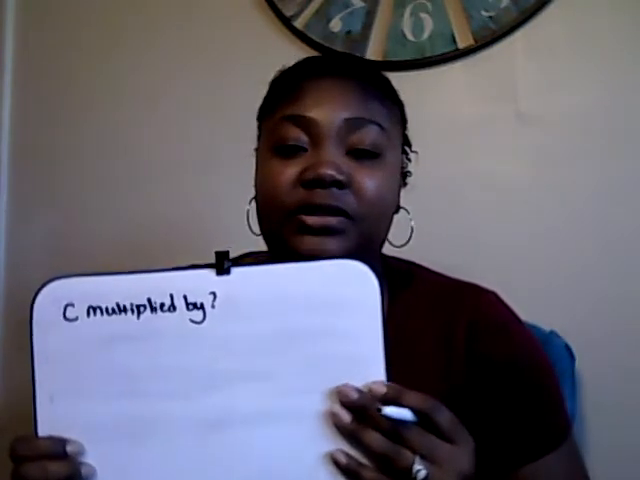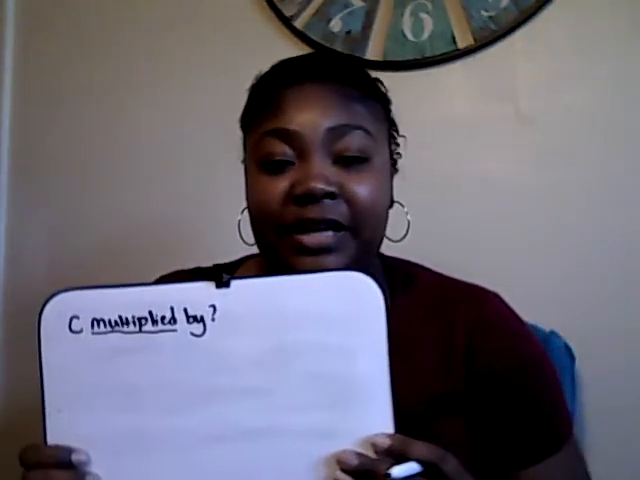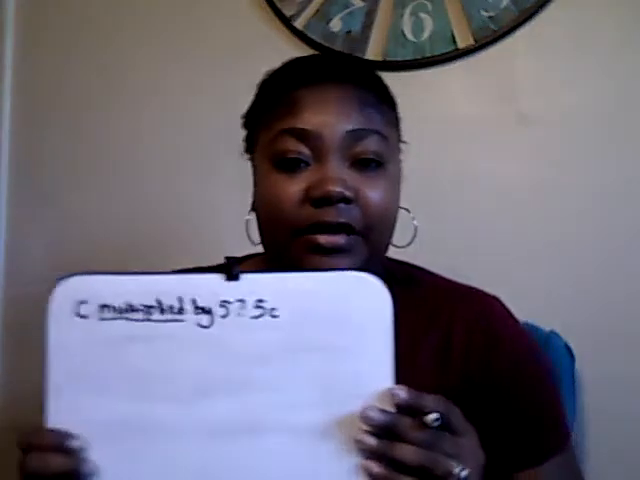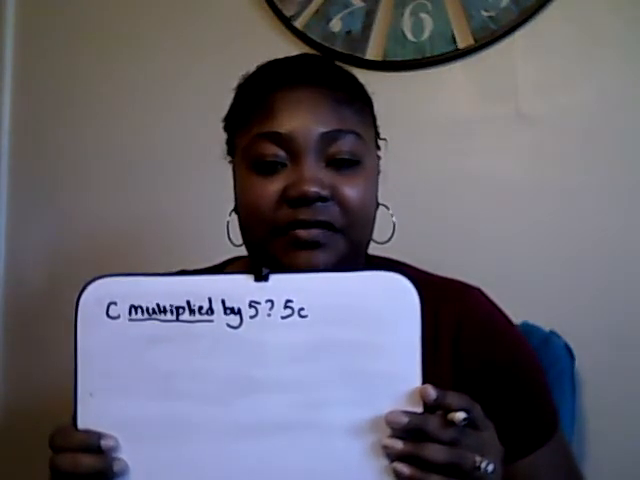So, C multiplied by 5. C multiplied by 5. And how would that be written? Well, first, our keyword is multiplied. So it's saying multiplied, so we know we're going to multiply. C multiplied by 5. And how will we write that out? It'll just be written out as 5C. Written out as 5C. Okay?